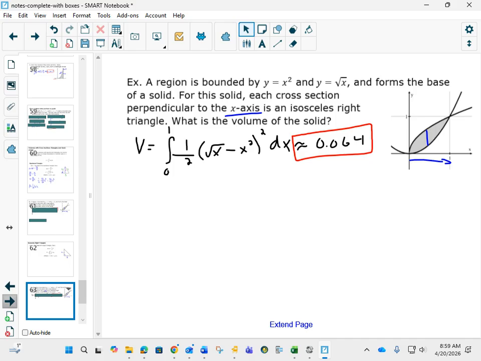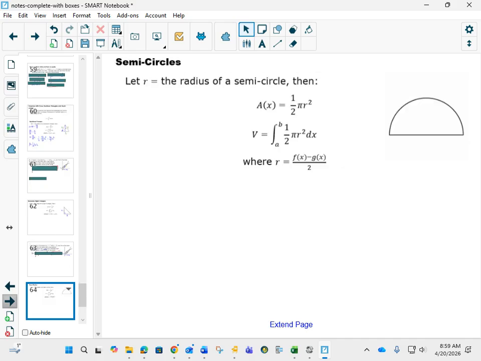A little bit of drum roll. Last topic of the calculus part, semicircles. So now we need to figure out what is the area of a semicircle if that bottom cross section is S.